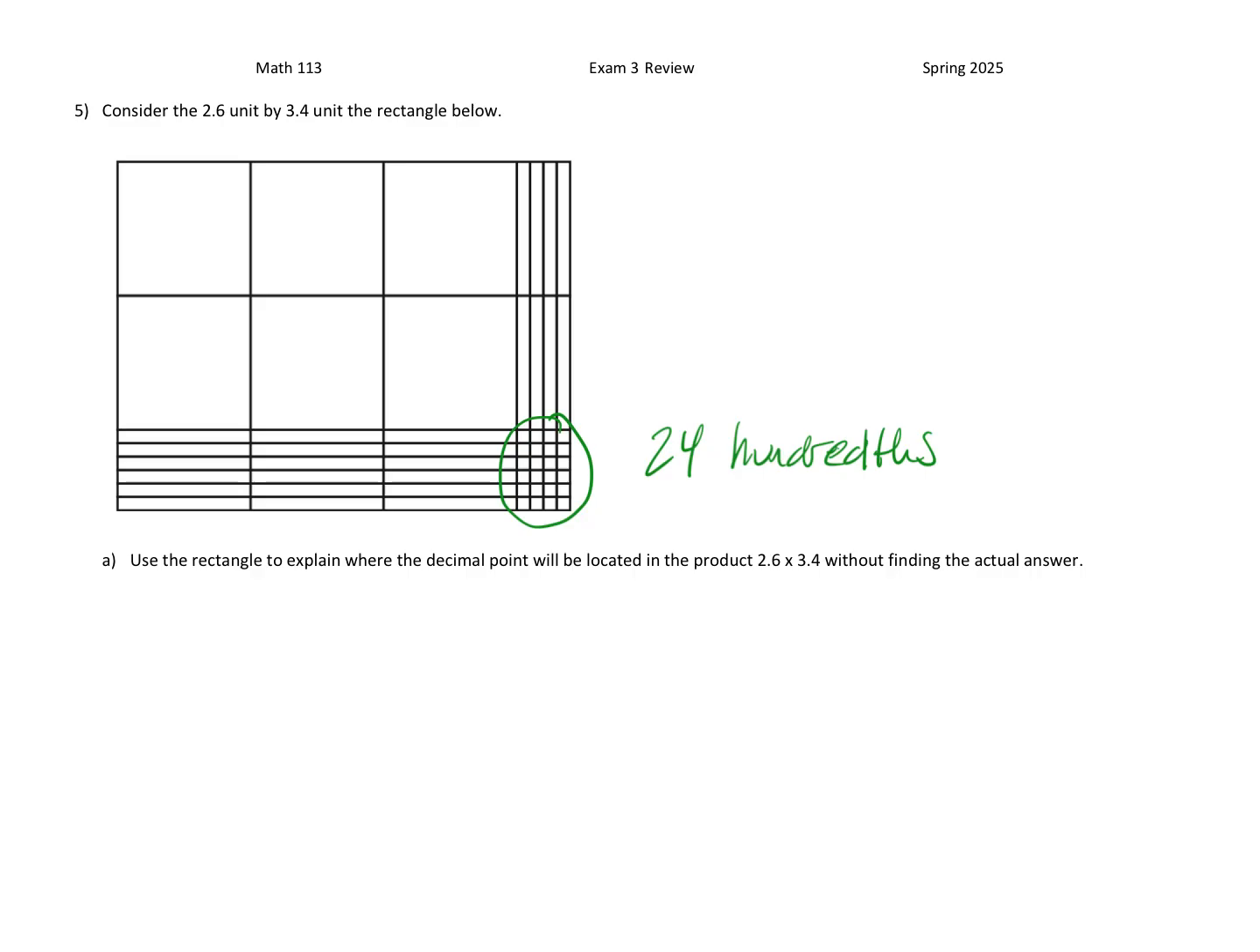So my answer will have a 4 in the hundredths place. I haven't figured out how many wholes or tenths I have, but I know I'm going to have 4 hundredths. Okay, so I know that there are going to be 2 places after the decimal point.